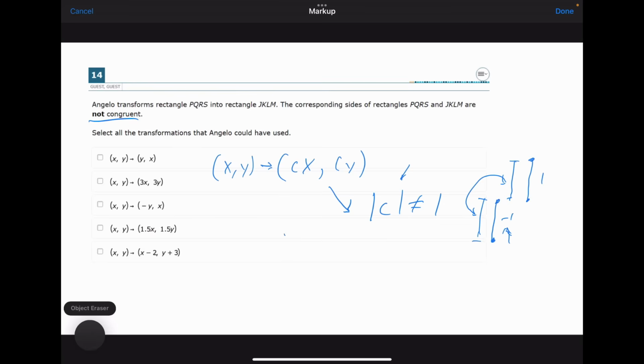However, for congruent sides, specifically this question is saying side congruency that it's interested in, and specifically not congruent. We're looking for a C that is not equal to 1 in magnitude specifically. It doesn't matter what direction it is, it just matters that the magnitude changes. And for the magnitude to change, you have to have a C value that is any number except for 1 or -1.